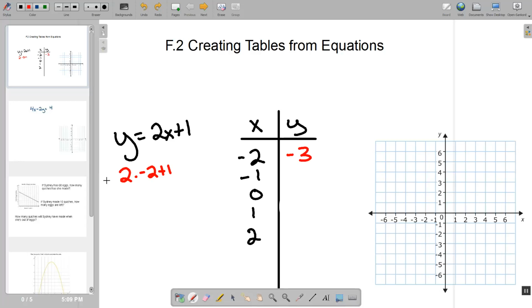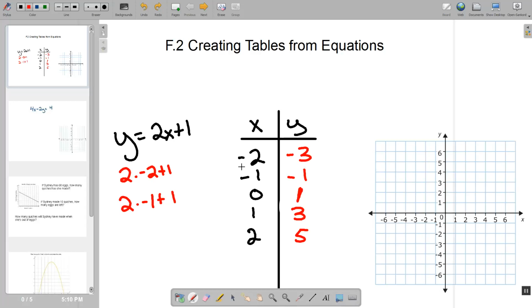For my next input, negative 1, I go 2 times negative 1 plus 1. This gives us negative 2 plus 1, which is negative 1. 0, if we insert here, gets 0 plus 1, which is 1. And then we should be able to see the pattern from here, that for each of these we're adding 2 if we're increasing our input by 1. So that gives us 1 comma 3 as an ordered pair, and 2 comma 5 as an ordered pair.